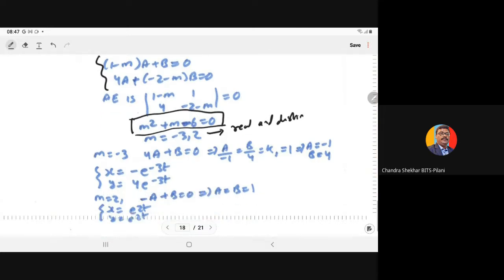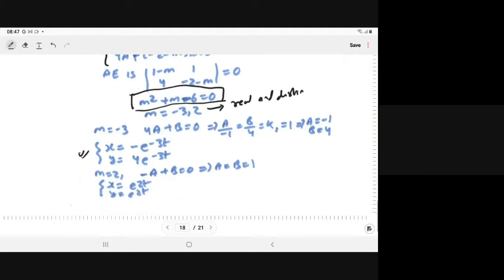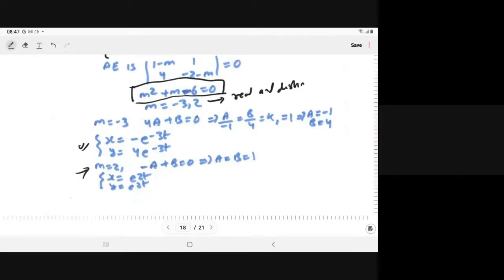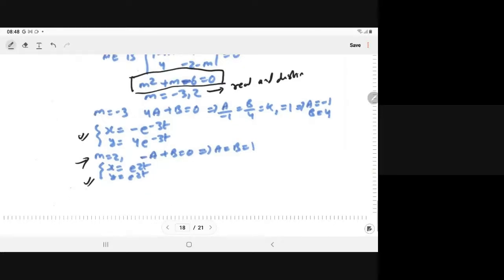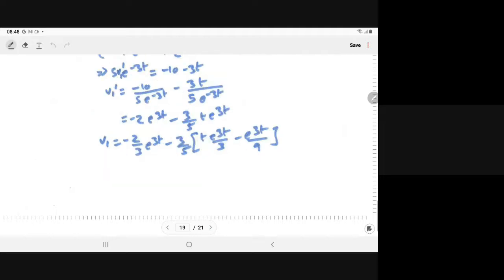For m is equal to minus 3, we have the equation for a plus b. It will give you a is equal to minus 1, b is equal to 4. So the first solution will be x is equal to minus e to the power minus 3t, and y is equal to 4 e to the power minus 3t. When we put the second root m is equal to 2, you have the equation minus a plus b is equal to 0. That will give you a is equal to b is equal to 1, so the solution will be x is equal to e to the power 2t, y is equal to e to the power 2t. Their linear combination will give you the general solution for the homogeneous system.